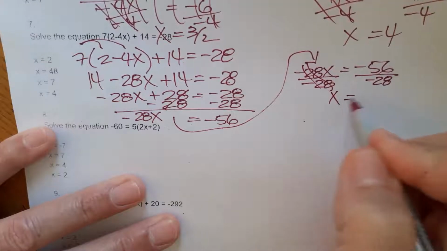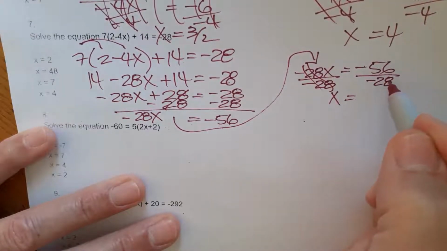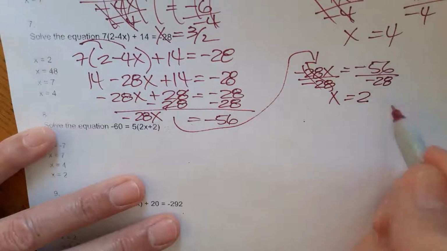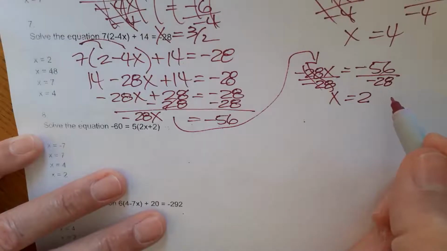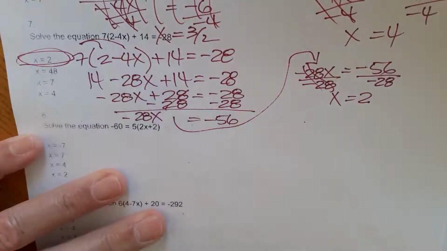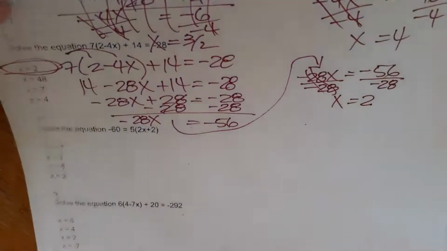Gone, gone. x equals negative, negative is positive. 56 divided by 28 is 2. So x equals 2. So I'm going to go right here. x equals 2. Okay.